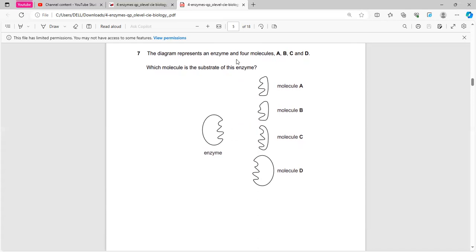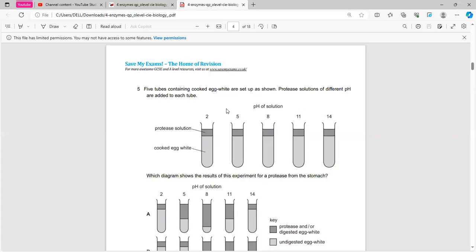Now, according to question 7, they asked for the substrate of the relevant enzyme. According to the lock and key model, we know that every enzyme has a corresponding shape with its substrate, which is the key. So obviously the key must exactly fit in. And if we closely look at all the shapes, molecule A has the same symmetry which the enzyme has.